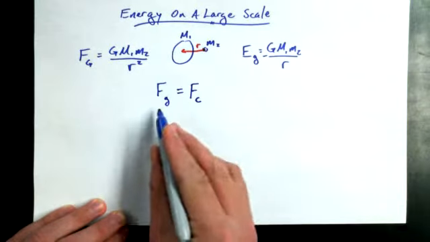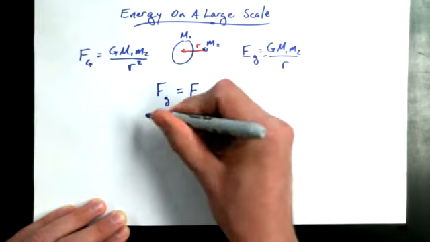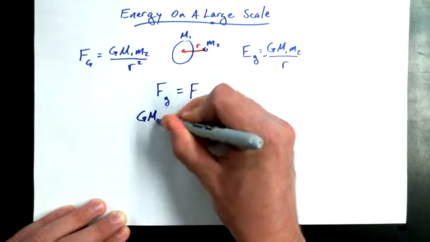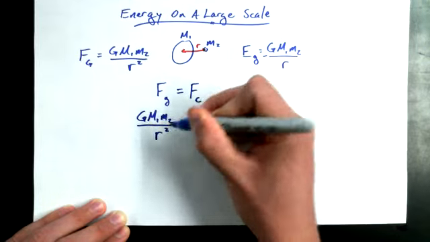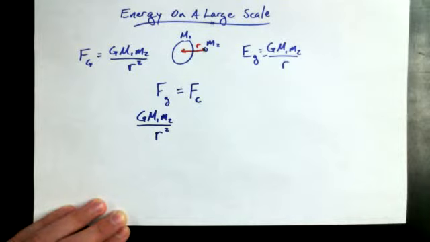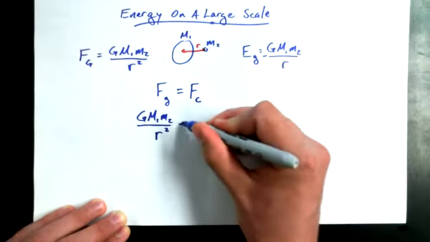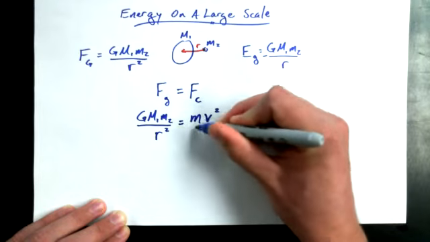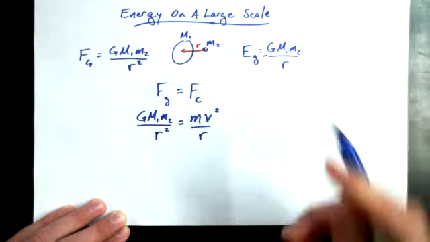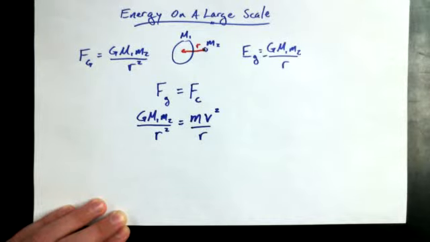So what I can do is expand these two formulae. I can say Fg is G m1 m2 over r squared. And I could say that Fc is mv squared over r. Remember that old formula? Fc is equal to mv squared over r? We did that back in the dynamics unit. Now the catch is I've got three m's. But two of these m's are the same m.